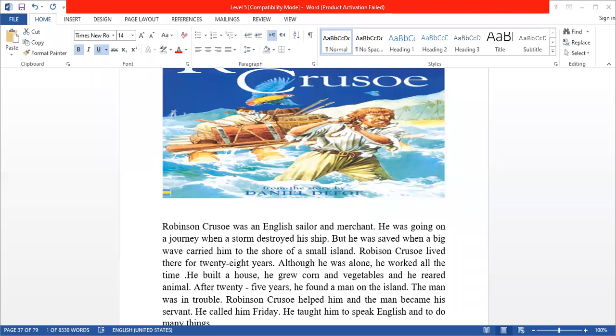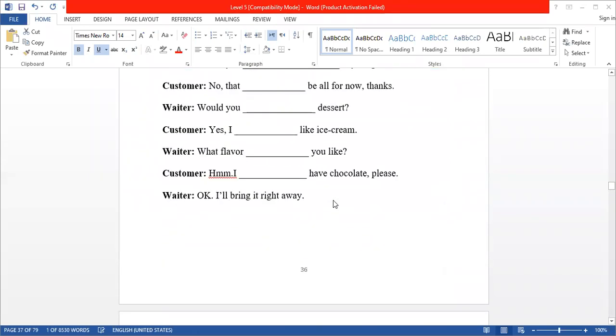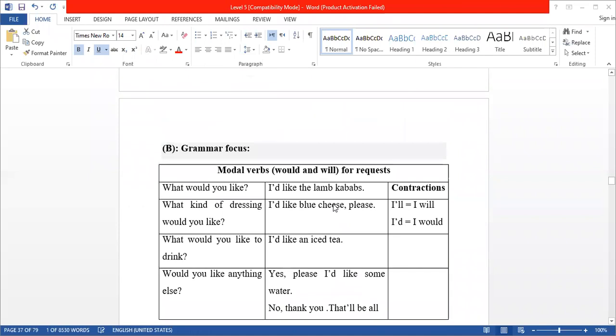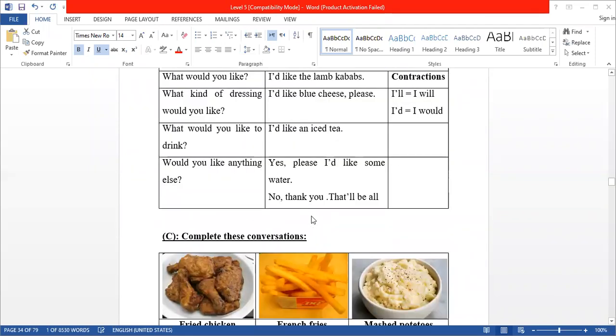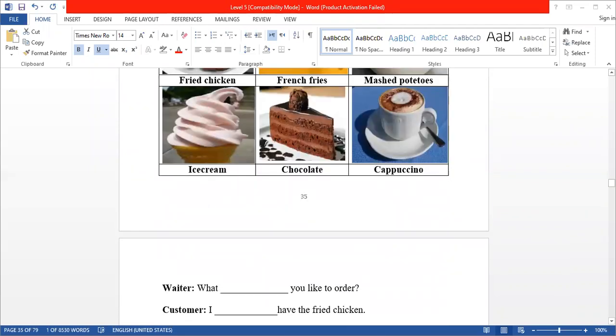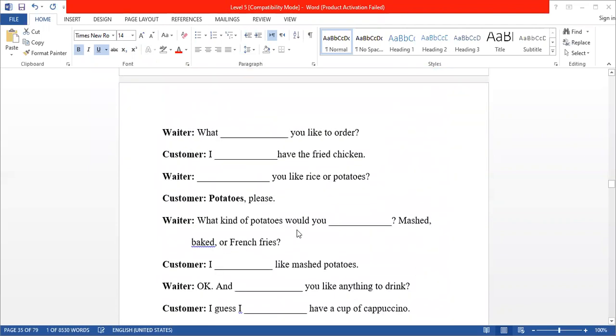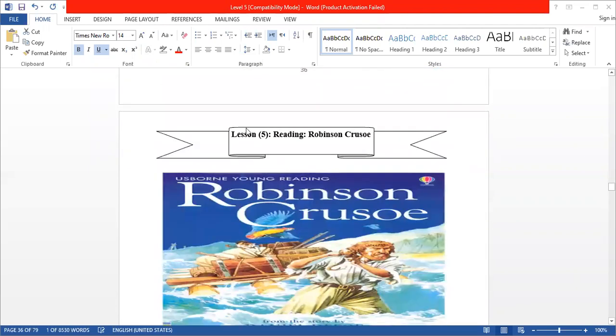In the previous lecture, we talked about grammar focus, modal verbs, would and will for requests. We also did this exercise and we talked about lesson 5 and we didn't complete it. Now we are going to complete lesson 5, reading Robinson Crusoe.